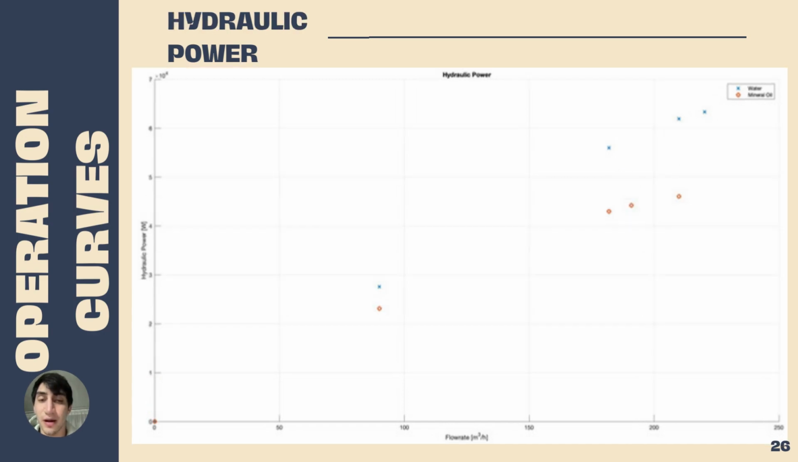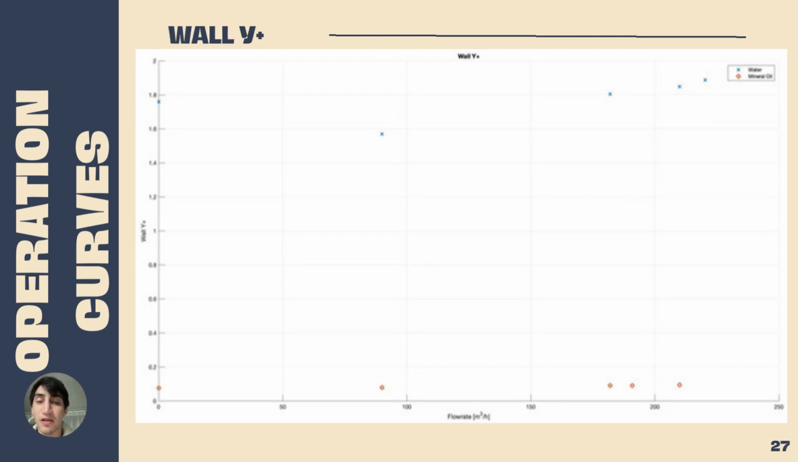For the hydraulic power, as flow rate increases, the hydraulic power also increases, but it does so at a decreasing rate because the total head decreases as flow rate increases. Since wall y plus is correlated to the Reynolds number, we can see that mineral oil has much less wall y plus than water.